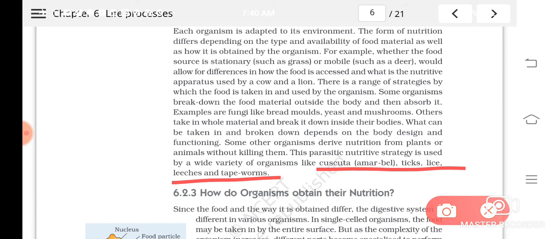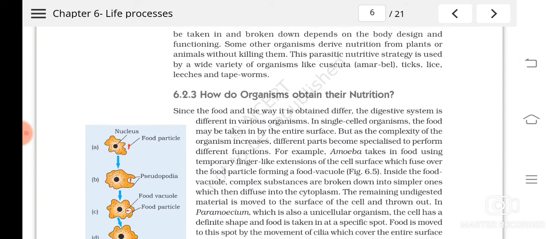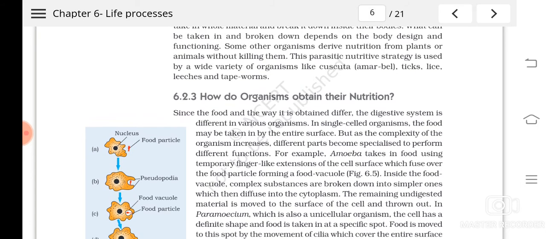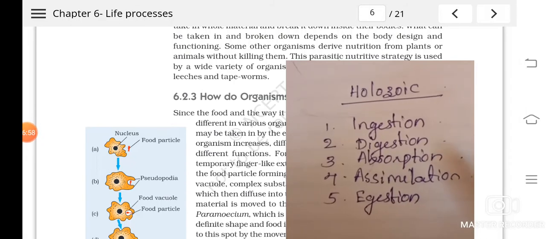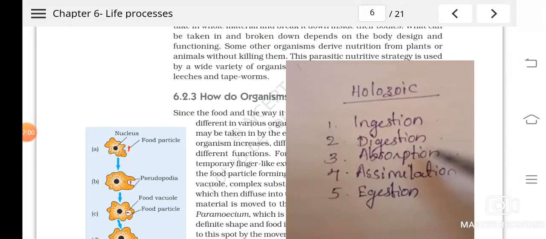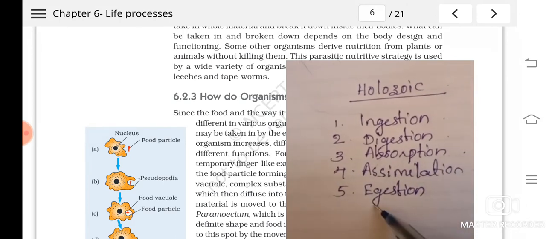Now, I told you holozoic nutrition is a kind of nutrition in which the organism takes the food in and then the process of digestion takes place inside the body. If you see holozoic nutrition, there are different steps or stages in the process. So let's see what they are. Holozoic nutrition contains various steps like ingestion, then digestion, absorption, assimilation, and egestion.